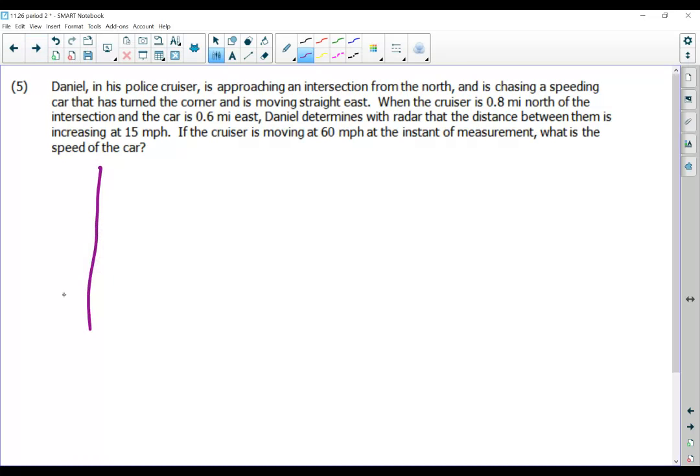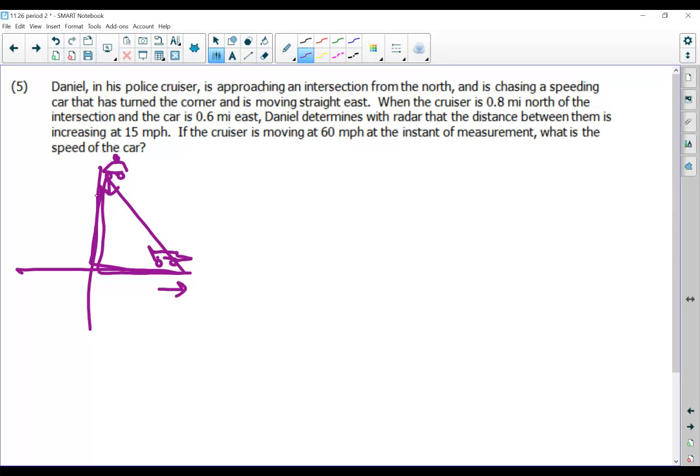I have an intersection. Again, I'm doing a bird's eye view. I have Daniel in his police car. So we have a police car here, traveling south. A speeding race car. Let's see if I can draw a speeding race car. That looks like a speeding race car. It has turned and is traveling east. Now, if I think about this, this is another right triangle problem.